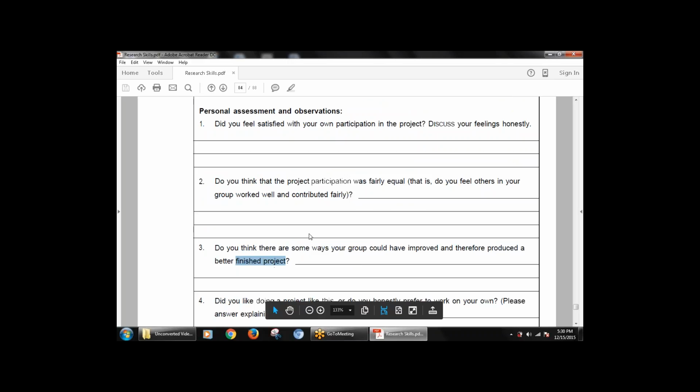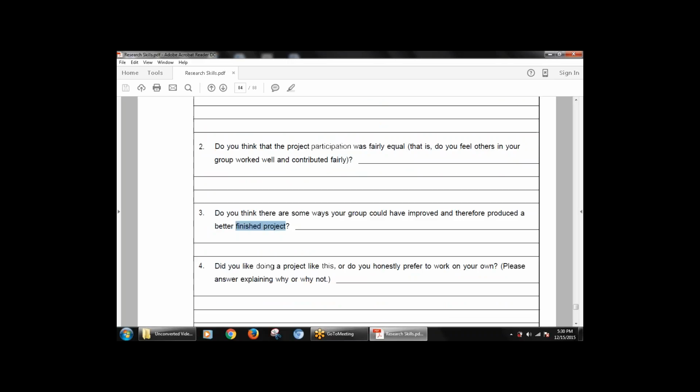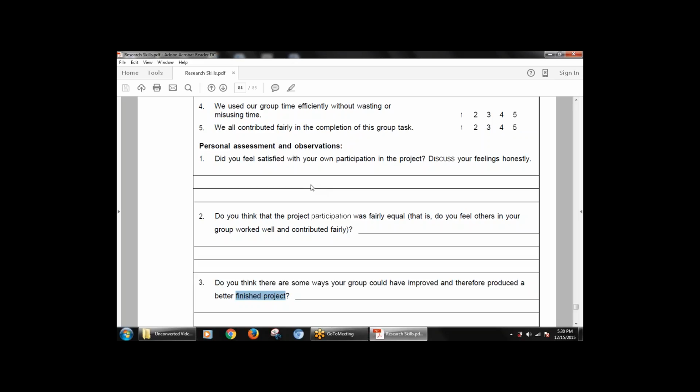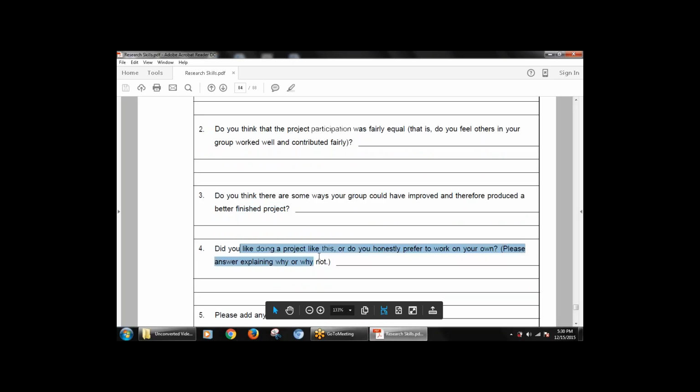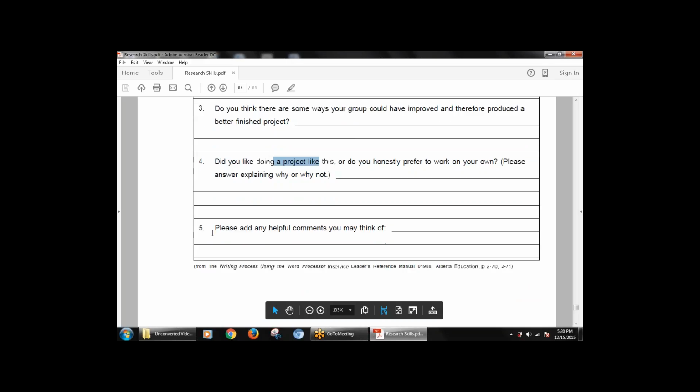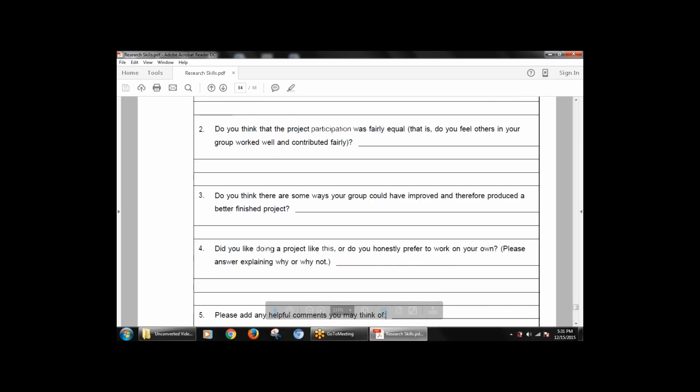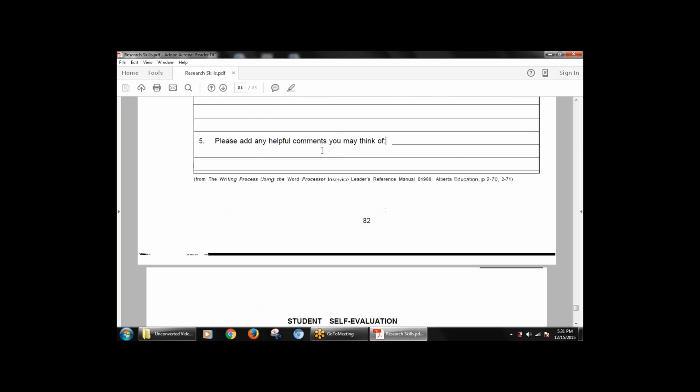So discuss your feelings, or you can write the personal assessment and the observation technique. That is, whether you are satisfied with the content. Then, do you like doing a project like this? If another project also comes, do you really like to do this, or do you honestly prefer to work on your own? Please answer explaining why or why not. If yes, doing another project also, then why yes? If not, then why not? Please add any helpful comment that you want.